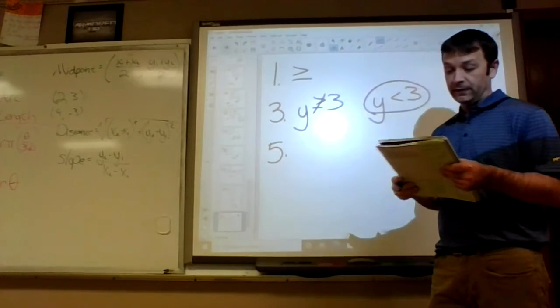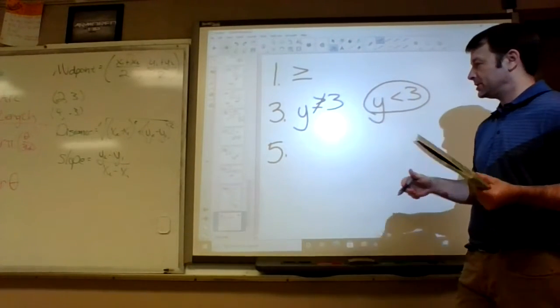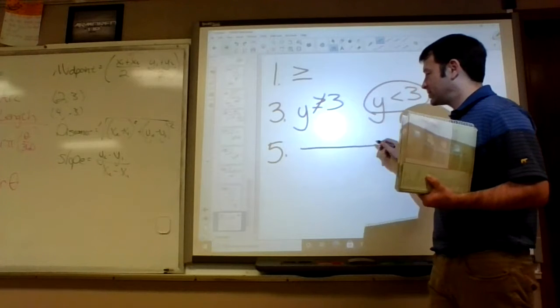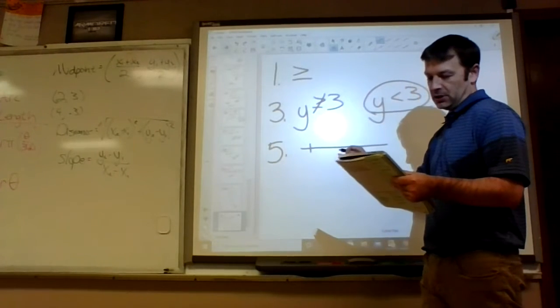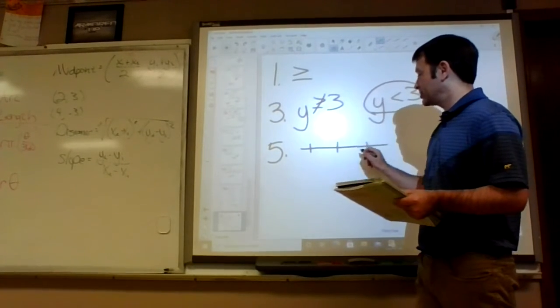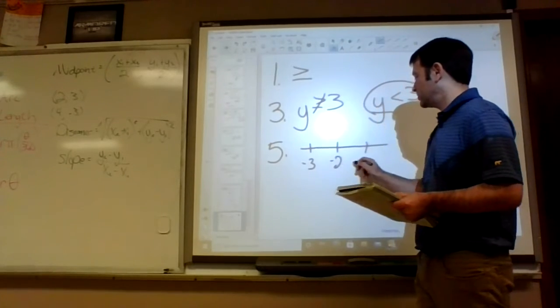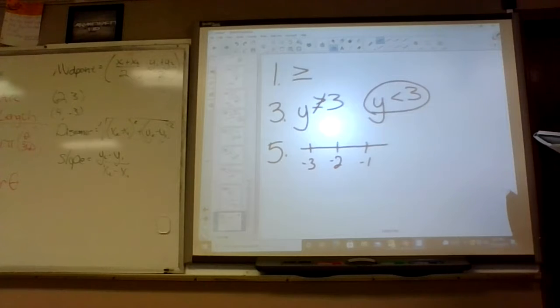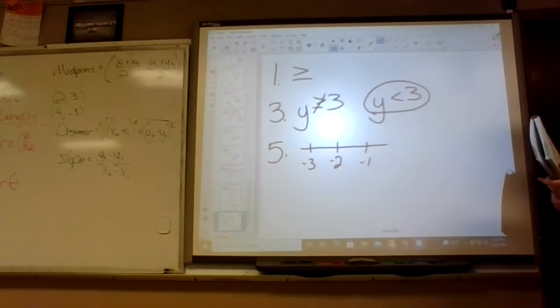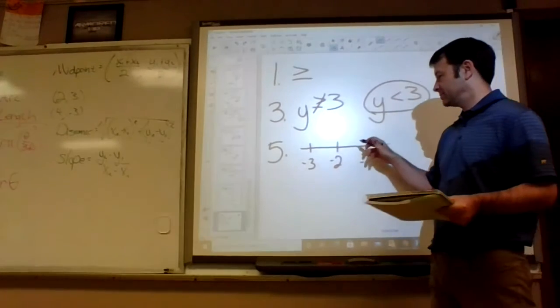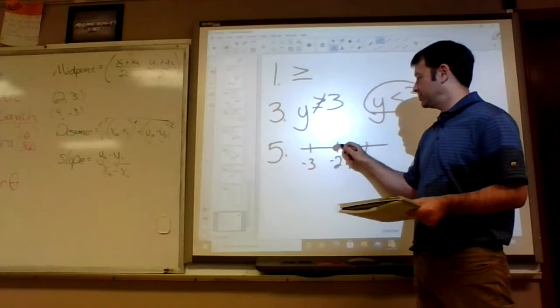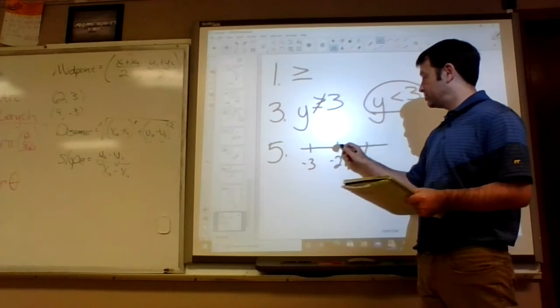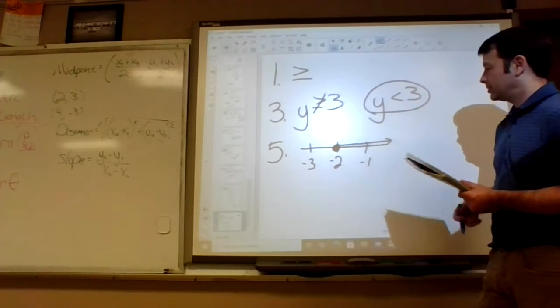Number 5, graph the inequality. So this is a kind of a simple inequality. Remember, I just put 3 numbers on these, like -3, -2, -1. How do we graph number 5? Open or closed circle? Closed circle going to the right. X is greater than or equal to -2.